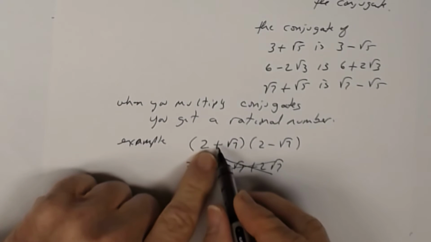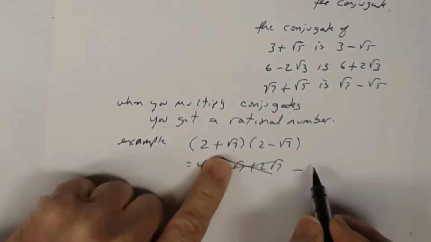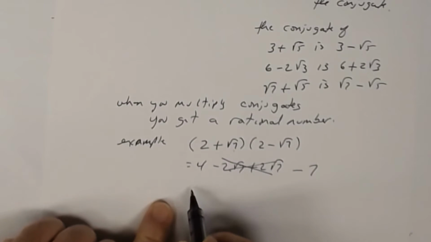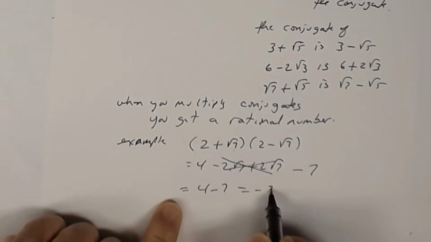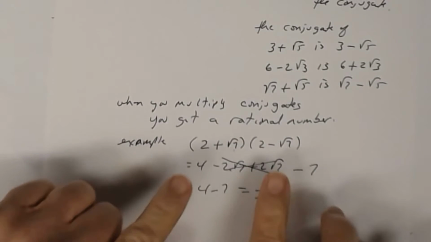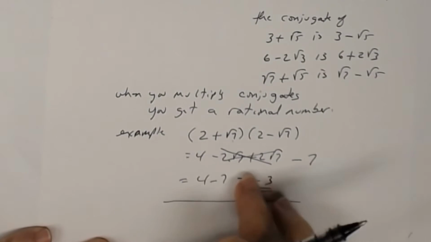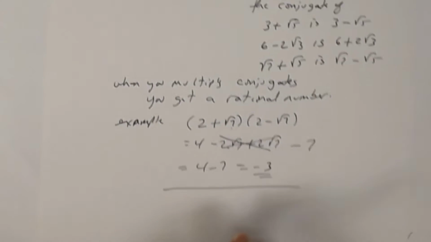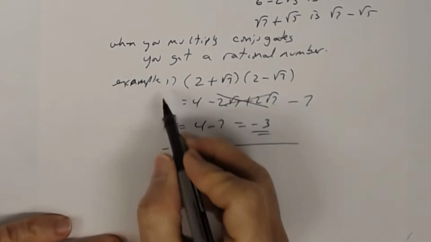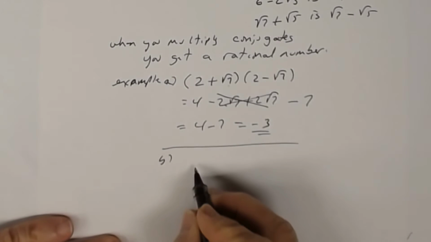And then you're left with a positive times a negative is a negative, and the square root of 7 times the square root of 7 is 7. So notice you have 4 minus 7, which is a negative 3. So you no longer have any square roots. Okay? So when you multiply conjugates, you end up with a rational number. So that was example A, and now example B. Let's do another example.